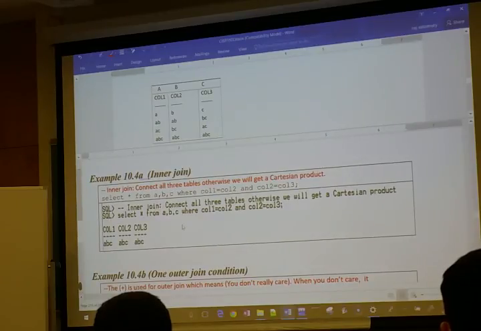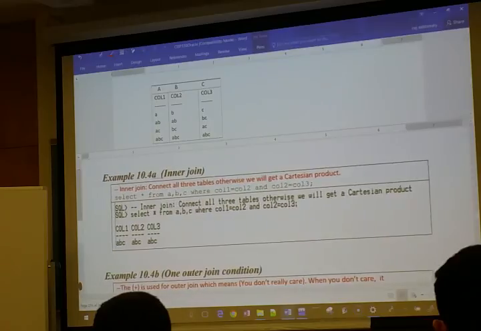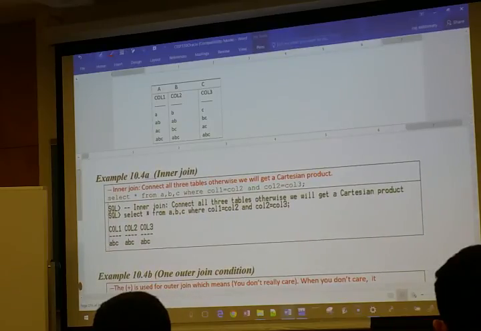Now, in this scenario, what we're going to do is look at A, B, and C, so all those 3 tables. And then I say, well, column 1 equals column 2, and column 2 equals column 3. Okay? So let's see here.